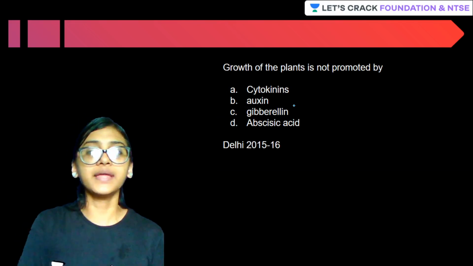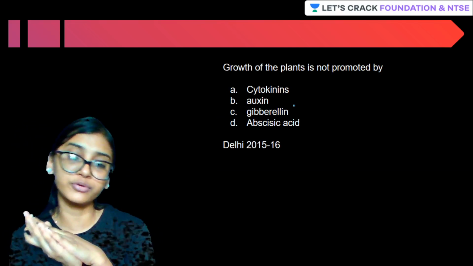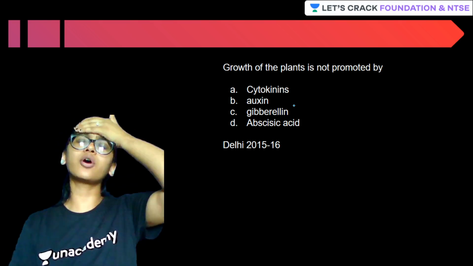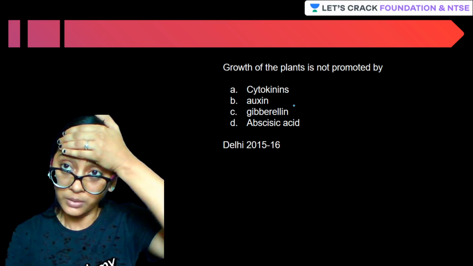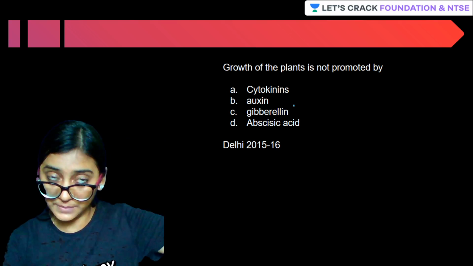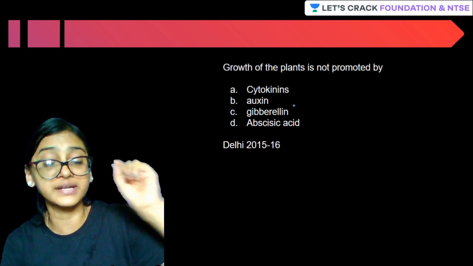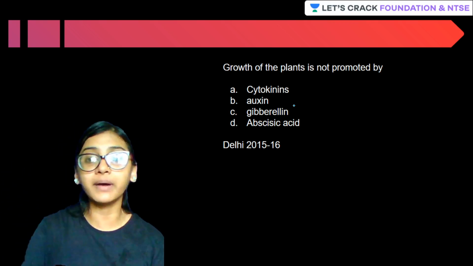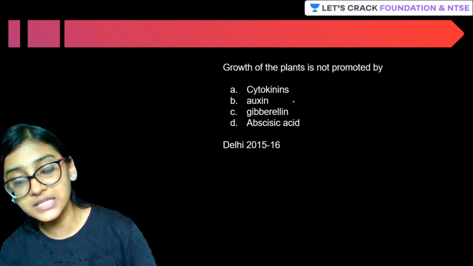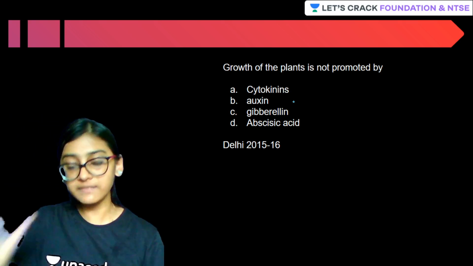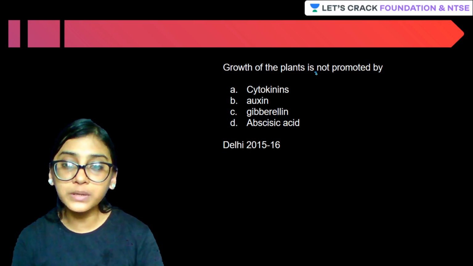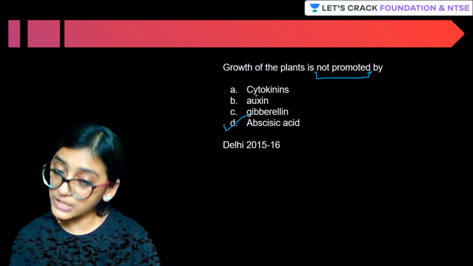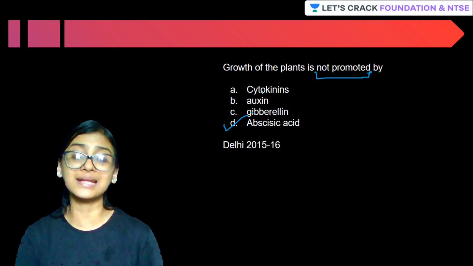Next question. Growth of the plant is not promoted by cytokinins, auxin, gibberellin, abscisic acid. Control and coordination, ma'am. This has been deleted from the board exam, right? CBSE board has deleted this, but still it is there for NTSE exam, my dear students. Growth of the plant is actually promoted by cytokinin, auxin and gibberellin, but it is prevented, inhibited or not promoted by abscisic acid. Yes, this particular question has also been frequently asked.